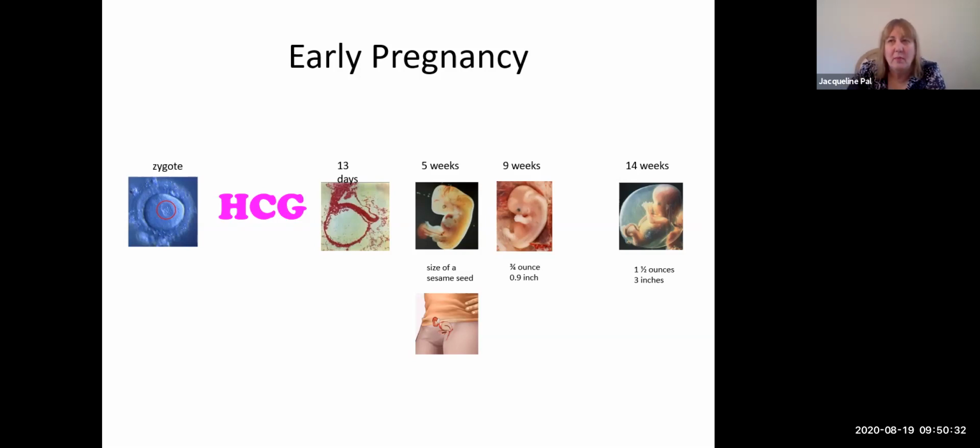So by the time you're supposed to have your next period at 5 weeks, the developing human looks pretty much like a lot of mammals, looks a lot like a chicken at this stage, okay? You got a tail, you got this funky looking head with this funky looking eye and ear things, and you got little limb buds, okay? By 9 weeks, you're looking a lot more human, okay? And at 14 weeks, at the end of the first trimester, you're about 3 inches in size and weigh a little bit over 1 ounce.